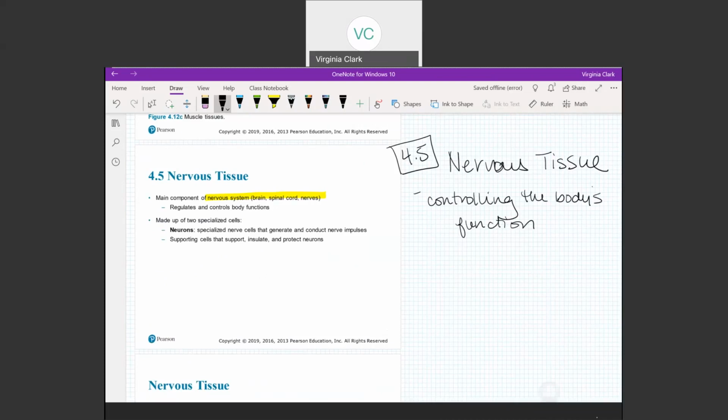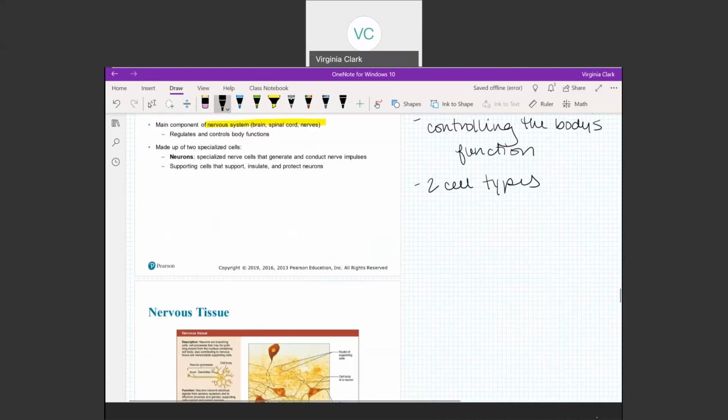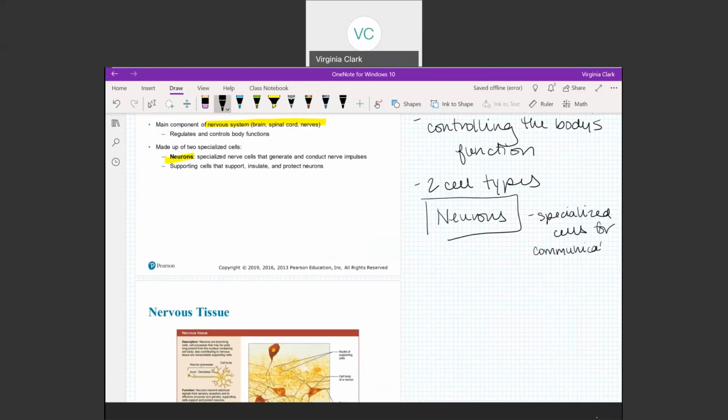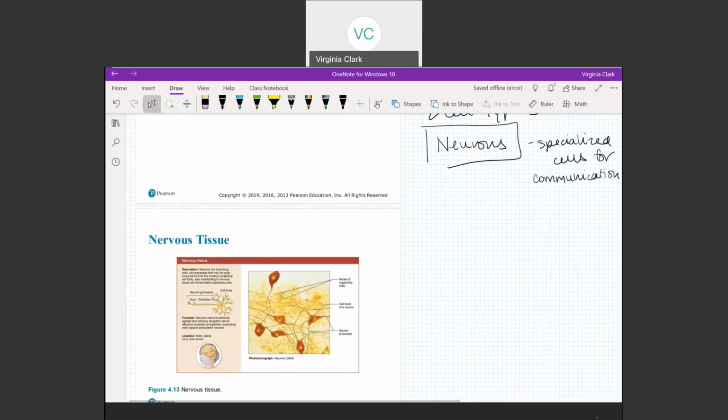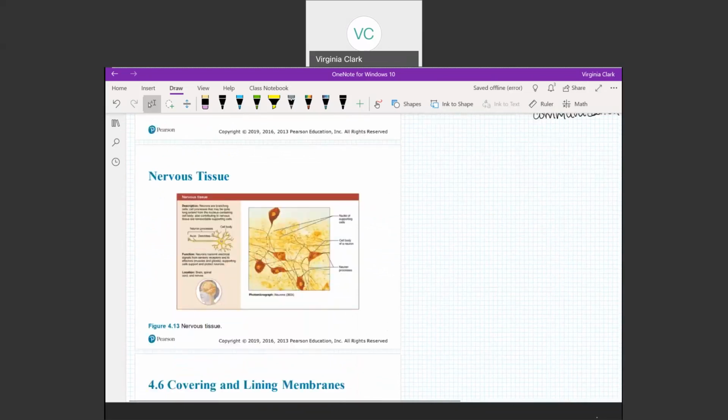There are two types of cells. The first one is going to be neurons, which is what most people have heard about. Neurons are going to be specialized cells for communication. So they're going to conduct nerve impulses, is what it's called. But essentially, they are communicating things from point A to point B at a very, very fast rate. They're going to respond to some sort of stimuli and then transmit that communication over a long distance.